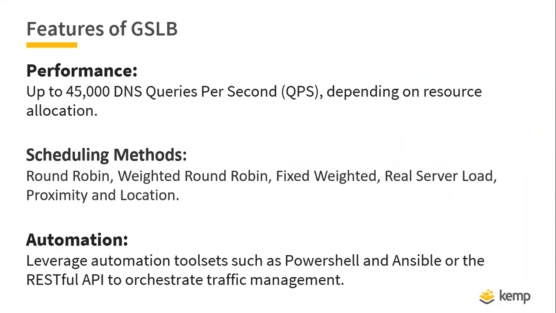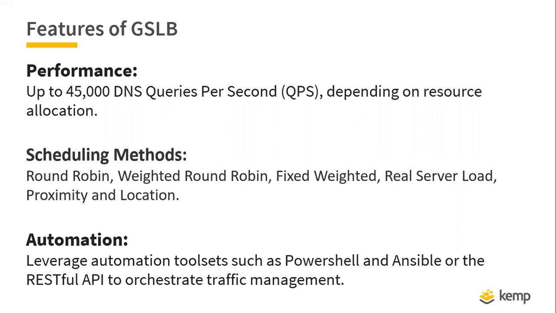First, we have increased performance, with up to 45,000 DNS queries per second, depending on the source location. We also have scheduling methods between the two sites. You can choose round robin, weighted round robin, fixed weightage, real server load, and also proximity and location. If you are familiar with normal server load balancing, round robin, weighted round robin and fixed weightage will be common for you. But for the GSLB, we also include proximity and location.